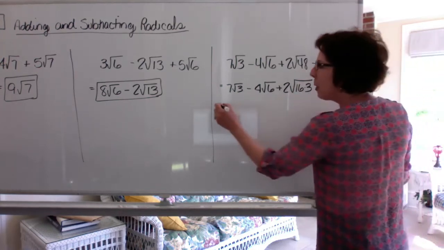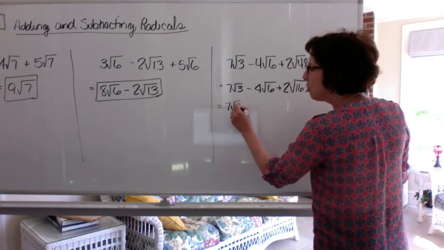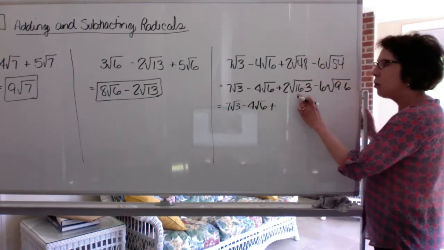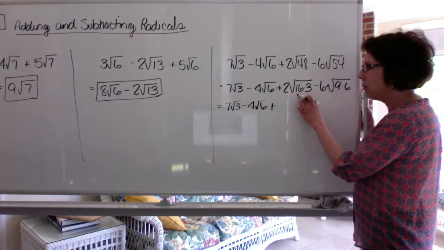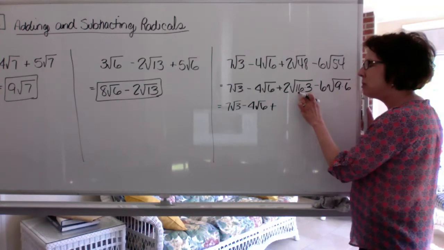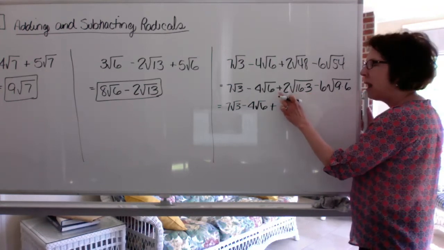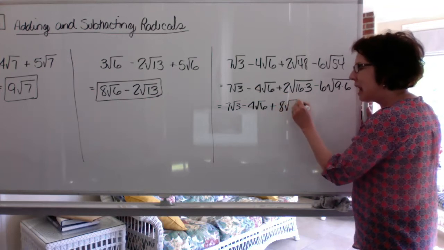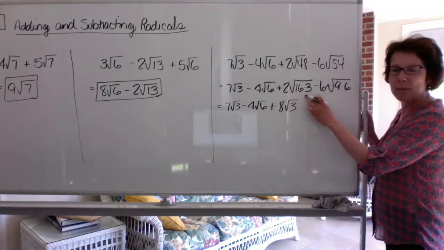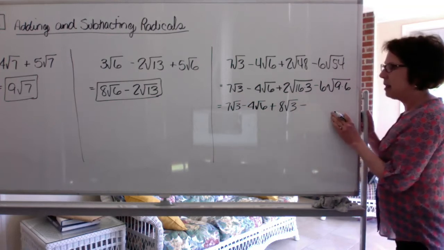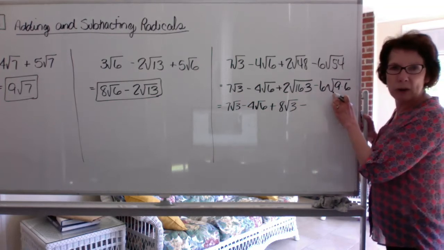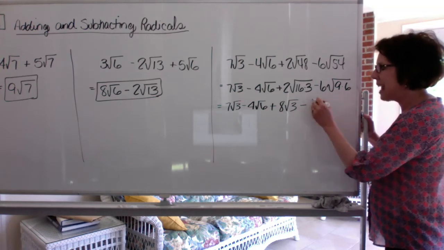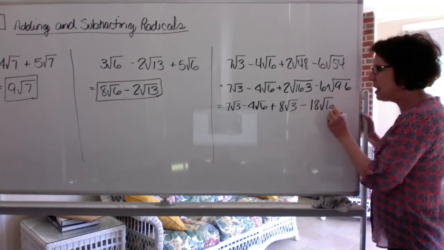So let's keep going. Let's simplify. I have 7 root 3 minus 4 root 6 plus, well, root 16 is 4. So I'm going to replace root 16 and bring it out and make it a 4. And I already have a 2 here. So 4 times 2 is 8. And I've got the root 3 left inside. Now I'm going to put a minus sign. Now I've got 6 times the square root of 9. Well, the square root of 9 we know is 3. 6 times 3 is 18. And I have a root 6.